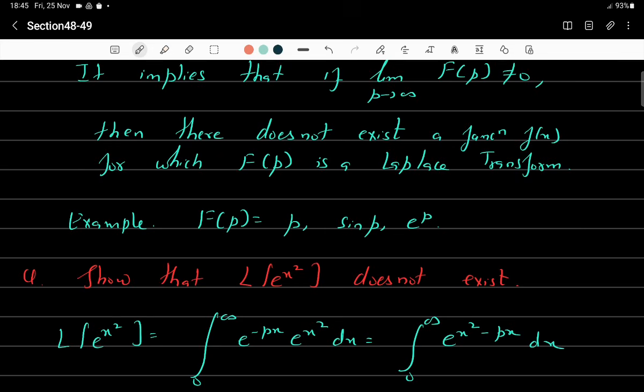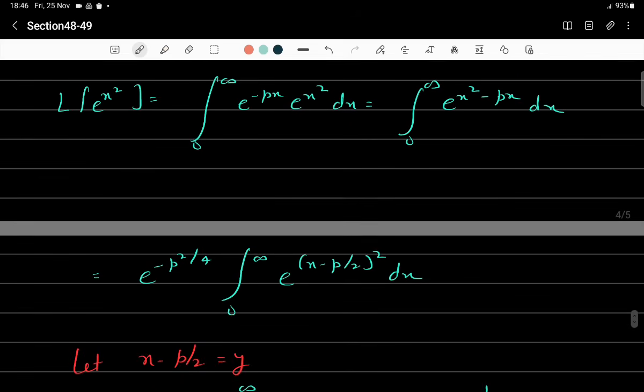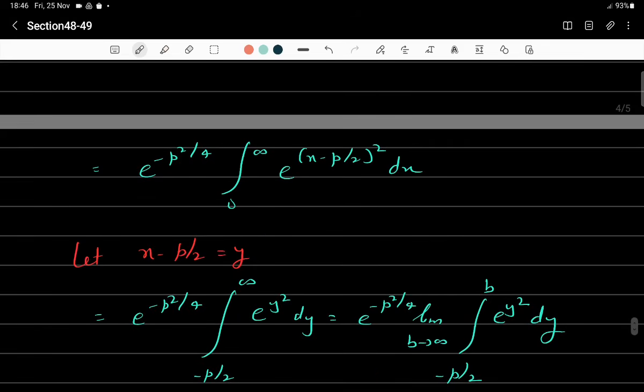Now I cannot say whether this integral from 0 to infinity of e raised to power x square minus px dx is convergent or not. So to proceed further, think over how you can proceed. You introduce e raised to power minus p square by 4, so multiply and divide, and that gives you in the bracket e raised to power x minus p by 2 whole square dx. Now take x minus p by 2 as some other variable y or t, whichever you want. Then the limits would change, but you will get e raised to power y square dy.